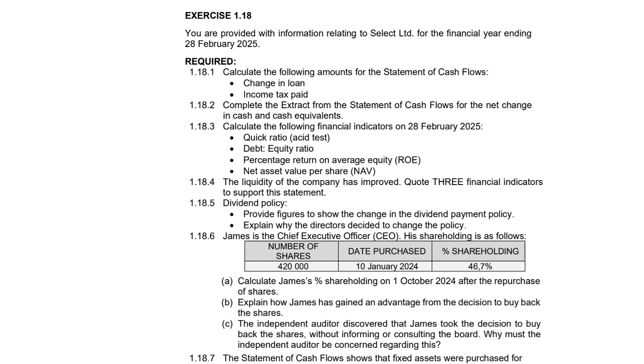1.18.6. James is the Chief Executive Officer. His shareholding is as follows. Number of shares 420,000. Date purchased 10 January 2024. Percentage shareholding 46.7%. A. Calculate James's percentage holding on 1 October 2024 after the repurchase of shares. B. Explain how James has gained an advantage from the decision to buy back the shares. And C. The independent auditor discovered that James took the decision to buy back the shares without informing or consulting the board. Why must the independent auditor be concerned regarding this?